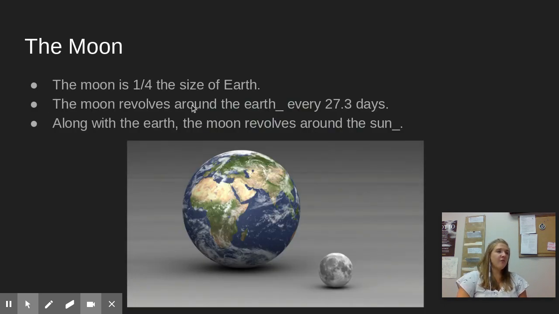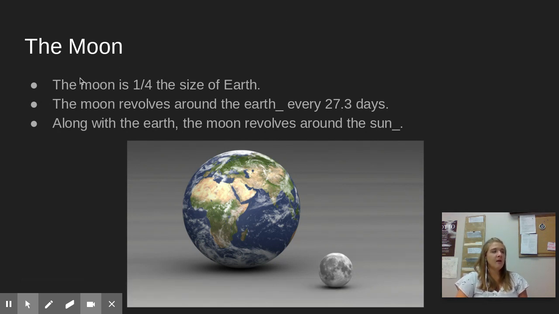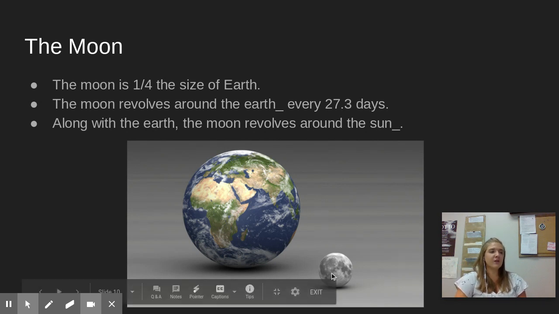Size-wise, the moon is about 1/4 the size of the Earth. You can see in this picture comparison here, the moon's much, much smaller. The moon actually revolves around the Earth every 27.3 days. So, it takes 1 year, 365 and 1/4 days, for the Earth to go around the sun. The moon takes 27.3 days, which is why about every 28 days we have a new moon, or a new lunar cycle, with new moon, waxing moon, waning moon, half moon, gibbous moon, crescent moon, full moon, all those things. So about 28 days for the moon to make one complete revolution around the Earth.